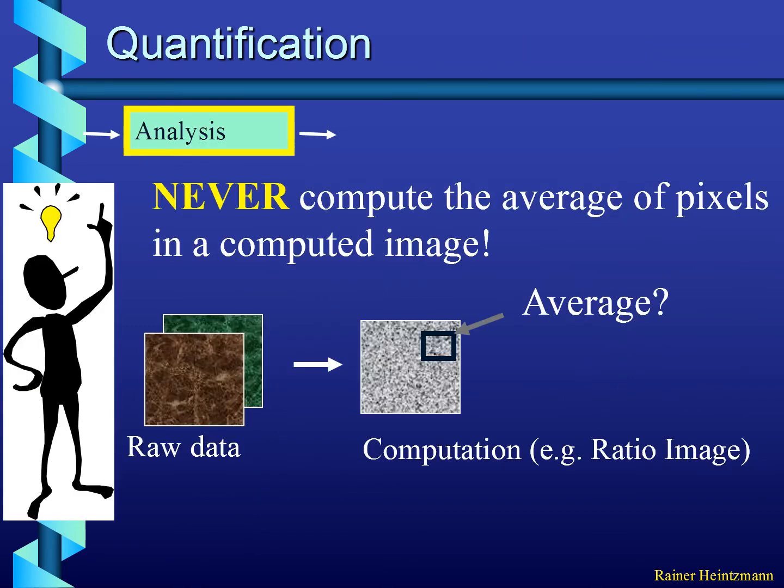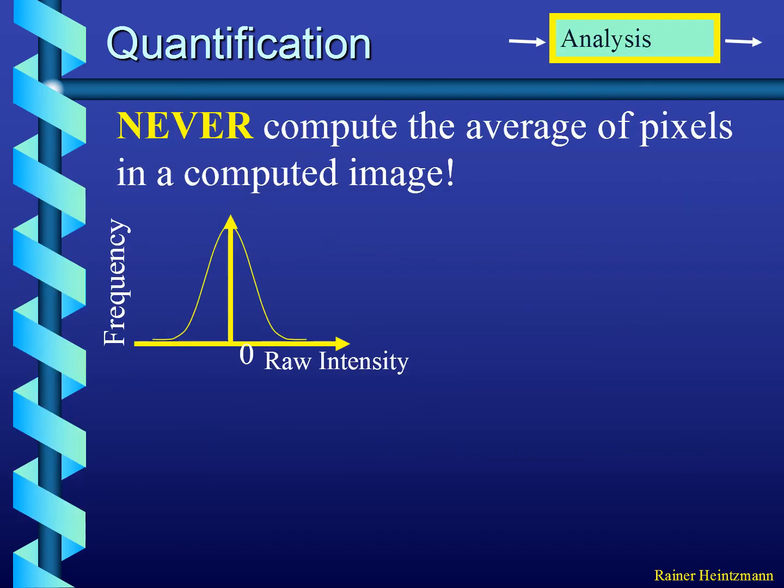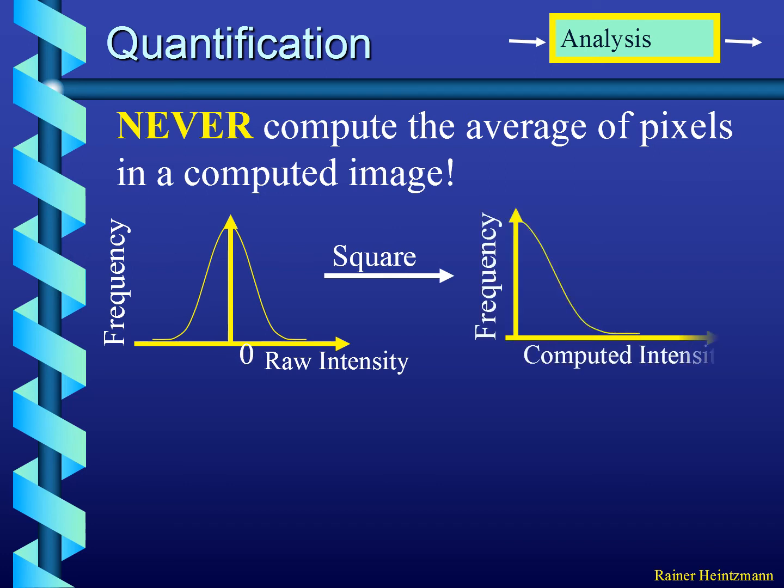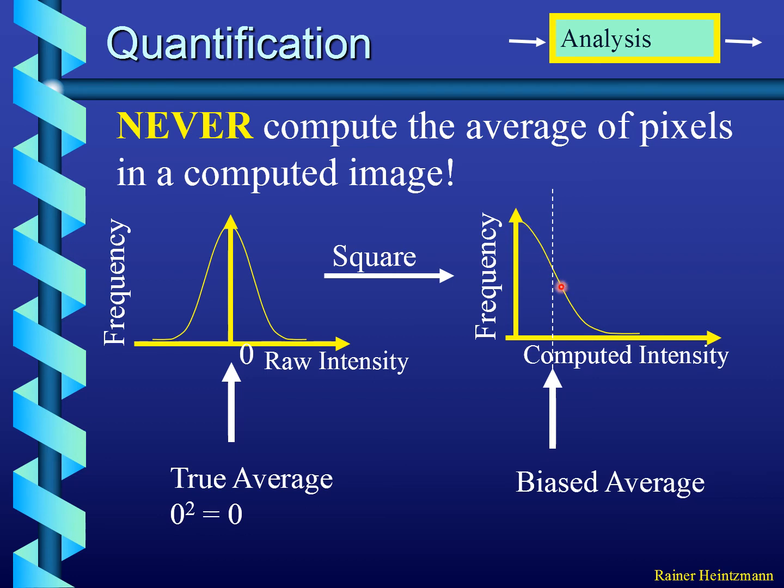So this is a general thing that I also tell people in image processing. Never compute the average of pixels in a computed image. What I mean by that is shown here as an example of a squaring operation. If you have in reality some value that fluctuates around 0, positive and negative, and then you take the square, then you see the mean should be really 0 of this fluctuation, and therefore the square of the mean should also be 0, but because you've transformed it with the square before taking the mean, you're actually getting a biased value here, right? So the mean of this curve is not 0 anymore.